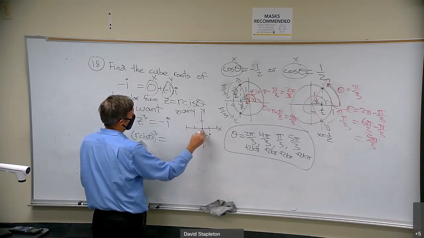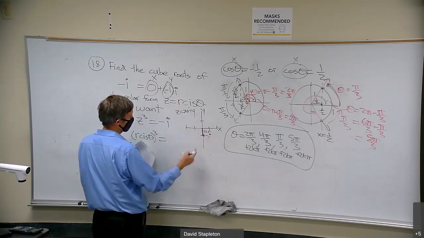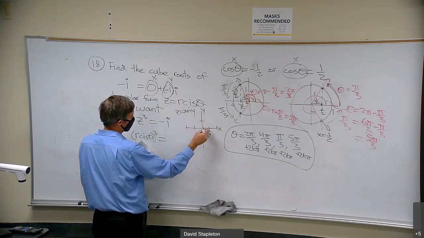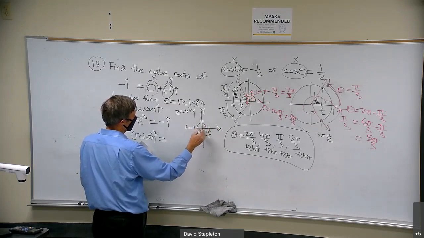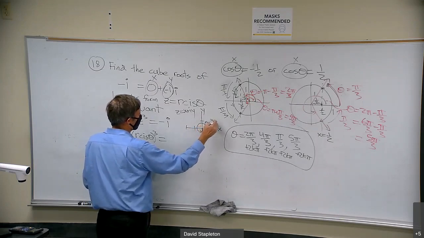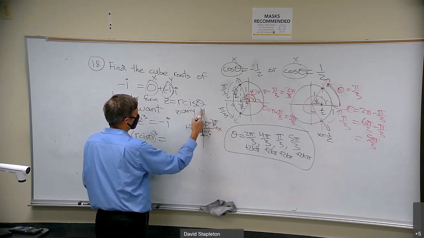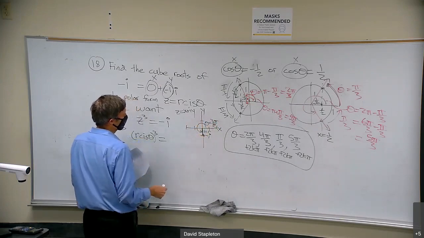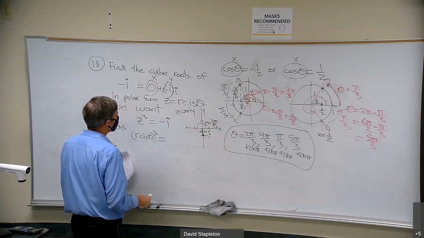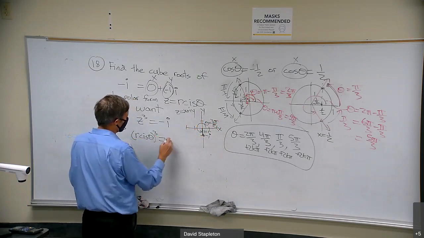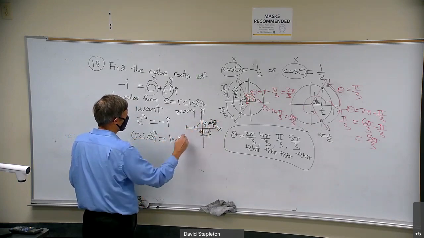You can figure it's 1 unit from the origin, so r equals 1, right? r is always the distance from the origin. And the angle around here is theta equals 3 pi over 2, right? Pi over 2, pi, 3 pi over 2. And so this one, written in its polar form, is r is 1 times cosine plus i sine of the angle, 3 pi over 2.